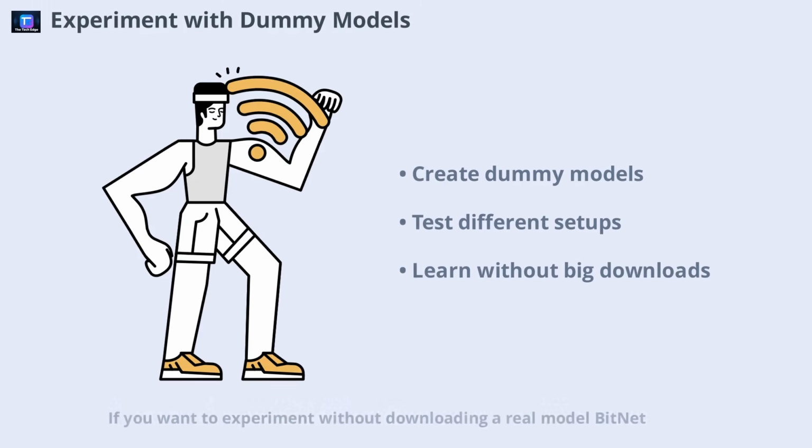If you want to experiment without downloading a real model, BitNet.cpp lets you create dummy models for testing. Generate a fake model with a specific number of parameters and run benchmarks to see how different setups perform. This feature is perfect for tinkering and learning how BitNet.cpp works before committing to larger downloads or real-world applications.